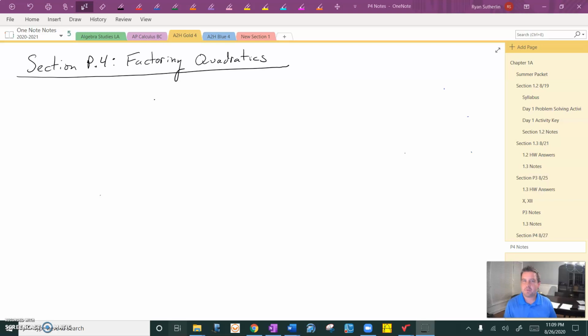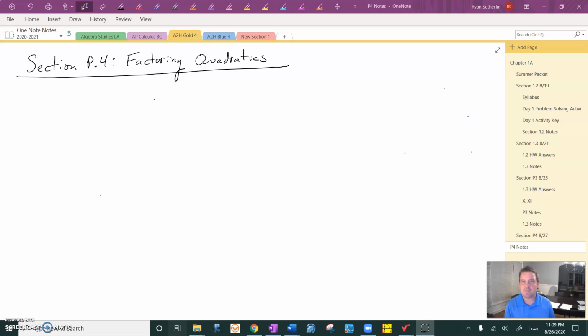What we're going to do today is one more section in this prereq chapter that we have before we get started back in chapter 1. Our next section in chapter 1 is going to be on quadratic functions and polynomials, so we want to do a little background before we get there with some skills that we think you should have. And so that's what we did with section P3 that you did last class.